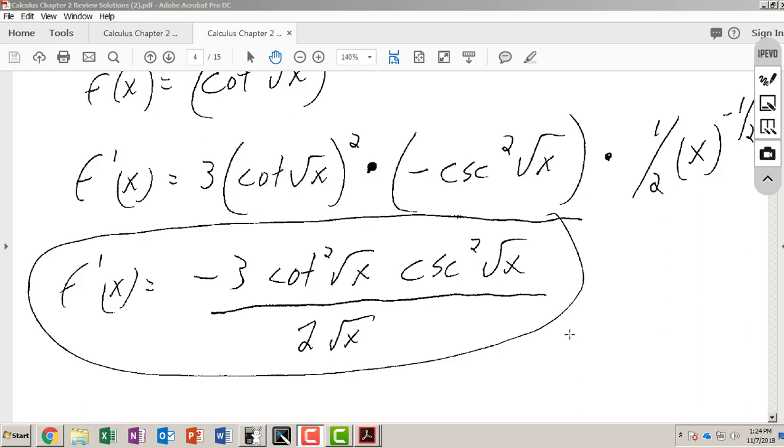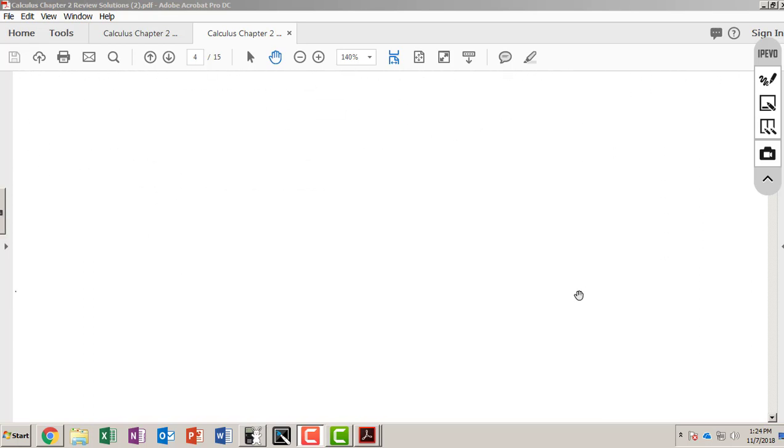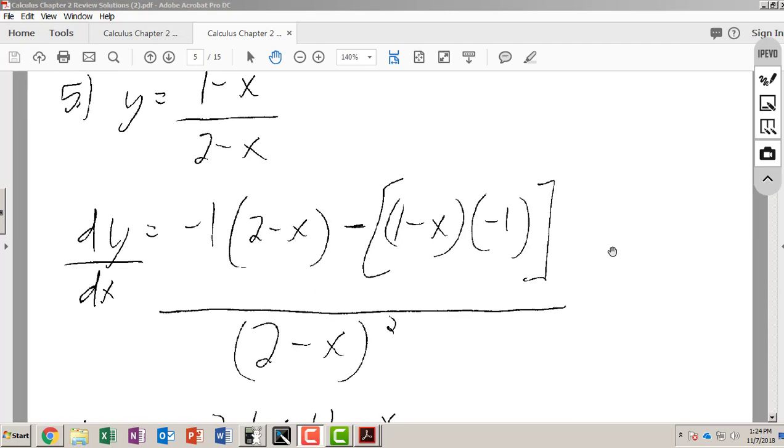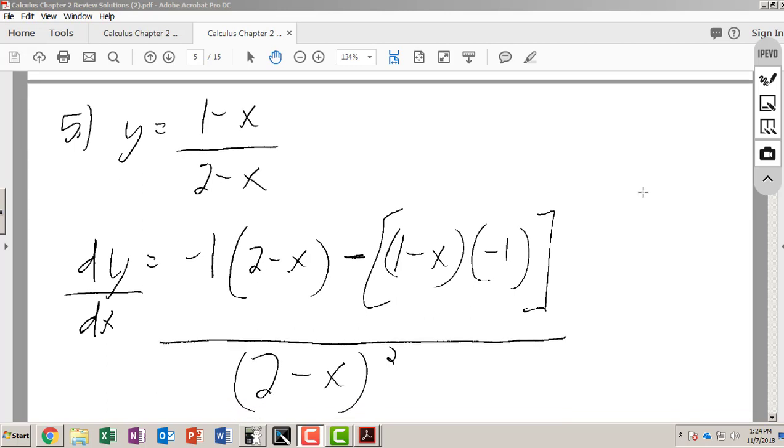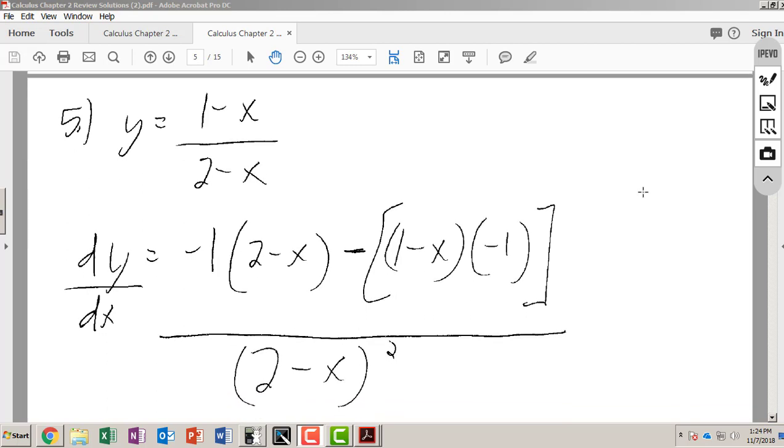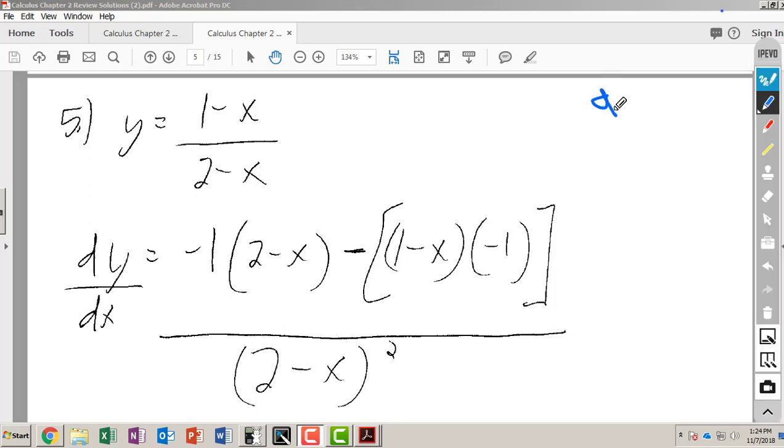Okay, let's go ahead and take a look at problem number 5. So in problem number 5, we have this equation: y equals 1 minus x all over 2 minus x. The directions say to find d squared y over dx squared. We need to remember that that notation stands for the second derivative. So we want to find the second derivative of this equation.